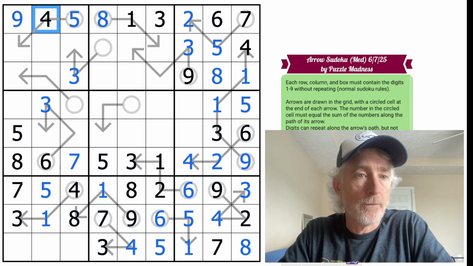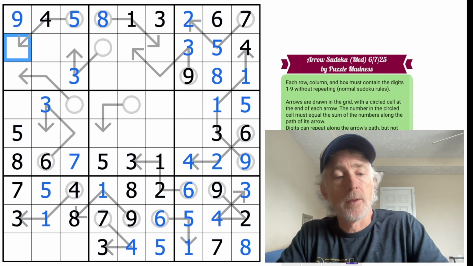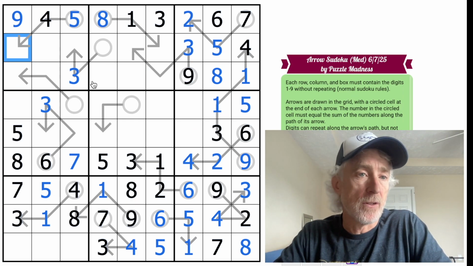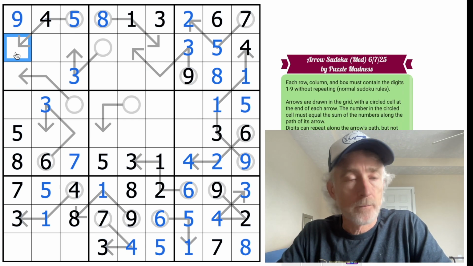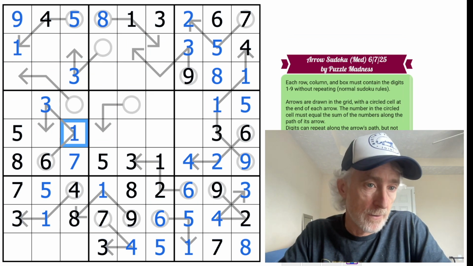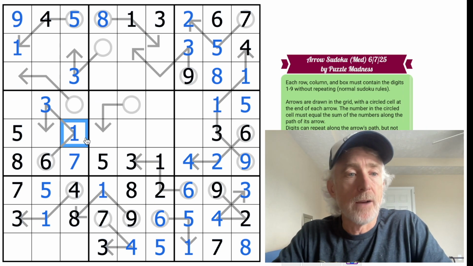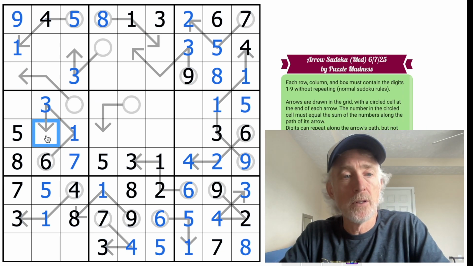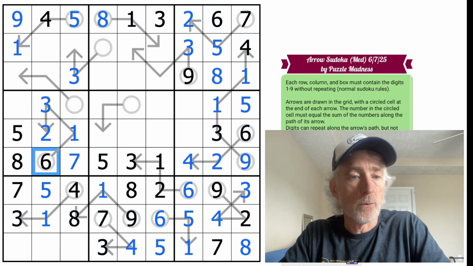4 plus 1 is 5, so this has to be a 1. Even without looking at any of the other digits in the box, when you're doing arrow Sudoku, if you have this kind of situation, you can just place the 1. And then we can place a 1 over here by Sudoku. And now we have one number left for this sum. 1 plus 3 is 4, plus 2 is going to equal 6.